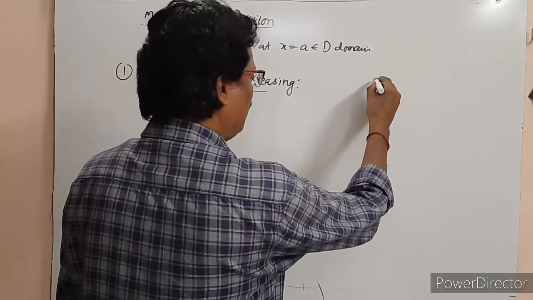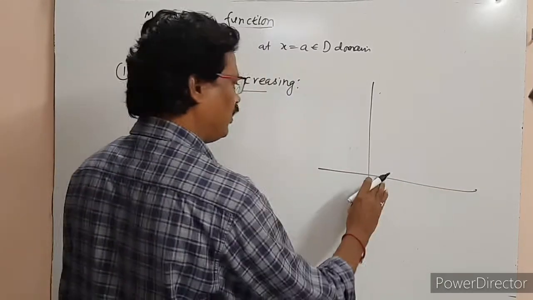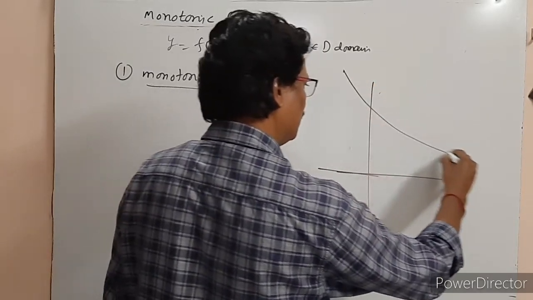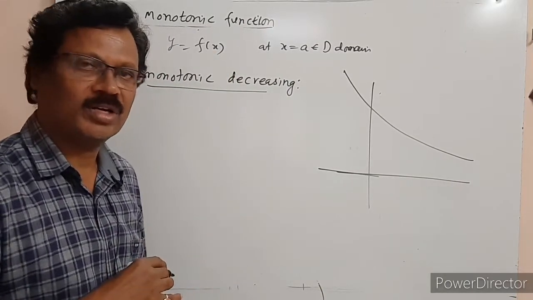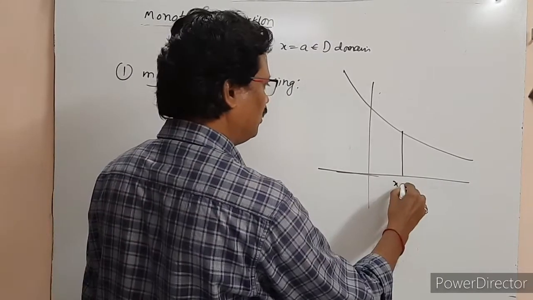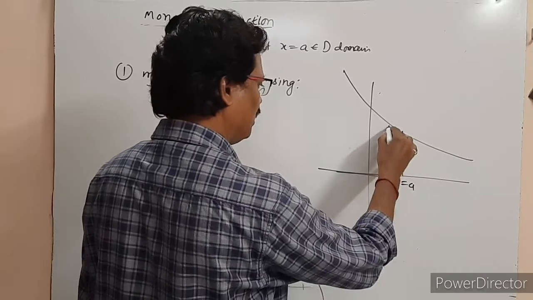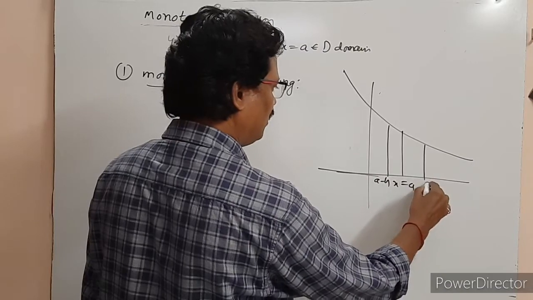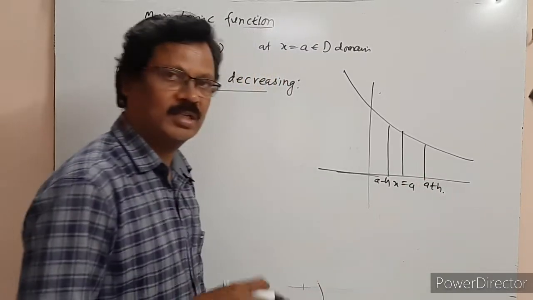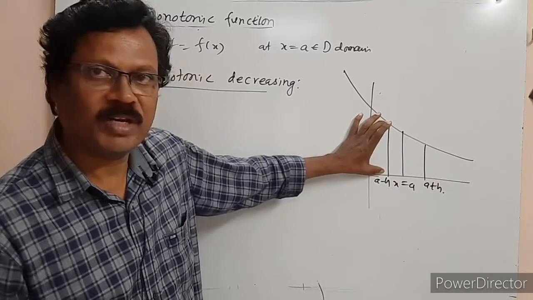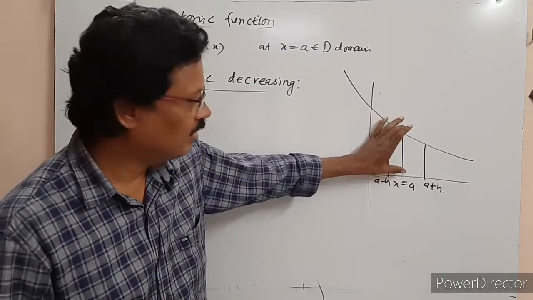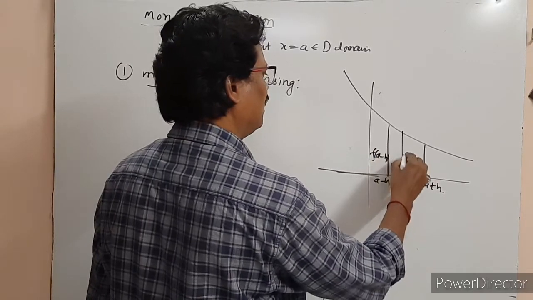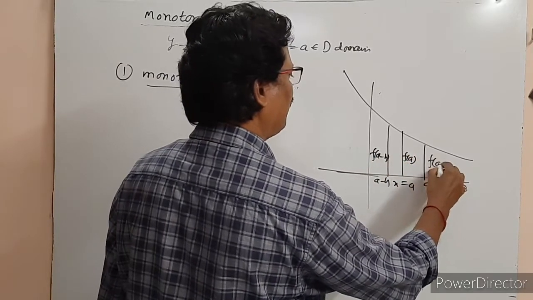Now at a particular a, from left to right the graph is like this, strictly decreasing, called monotonic. Here x equal to a, here x equal to a minus h, here x equal to a plus h. This is f of a minus h, this is f of a, this is f of a plus h.